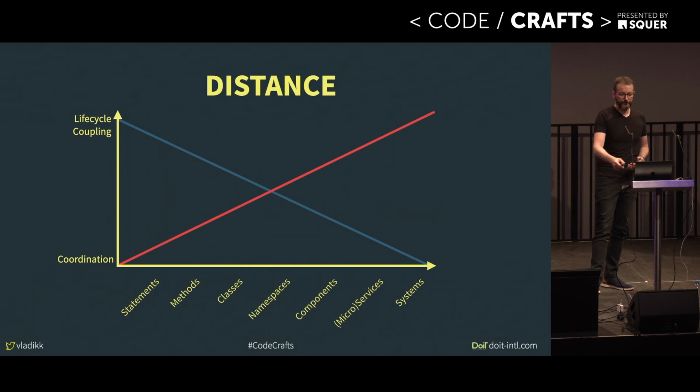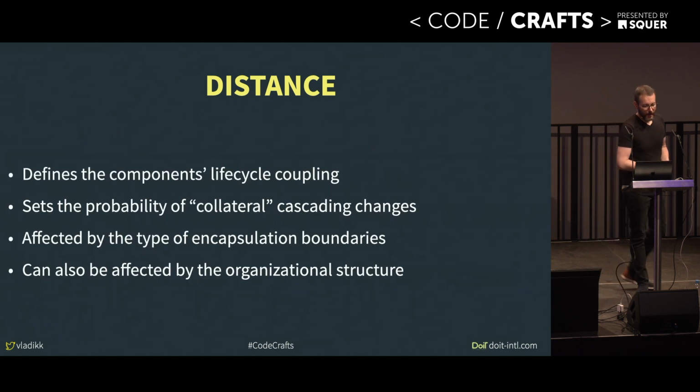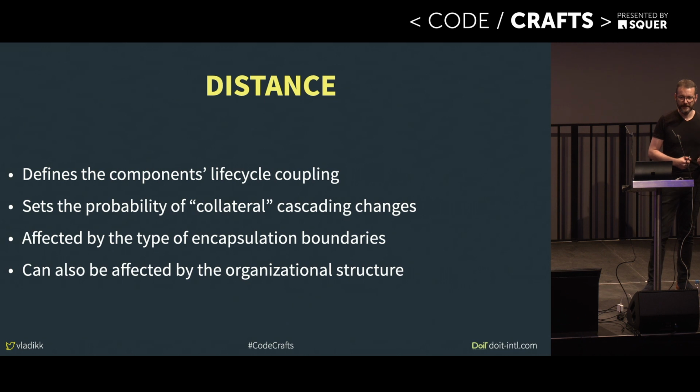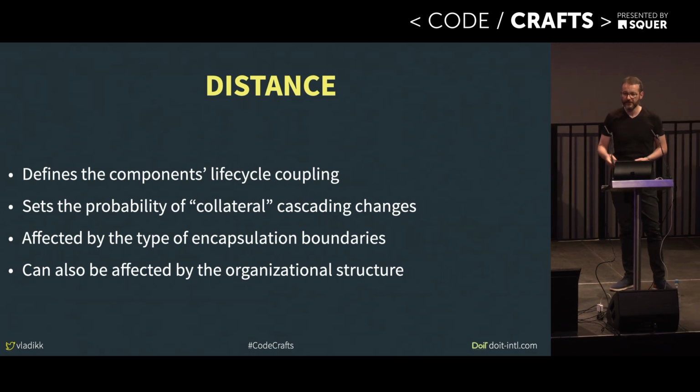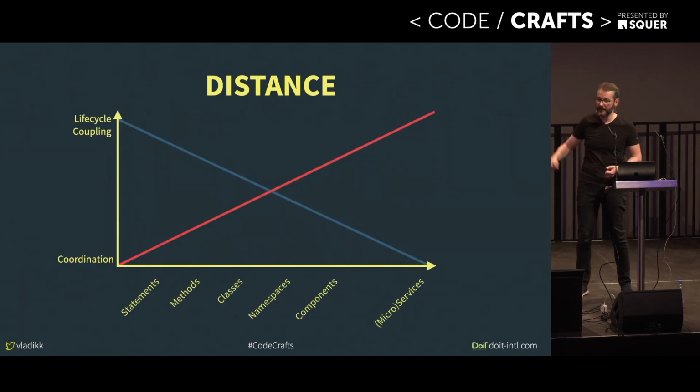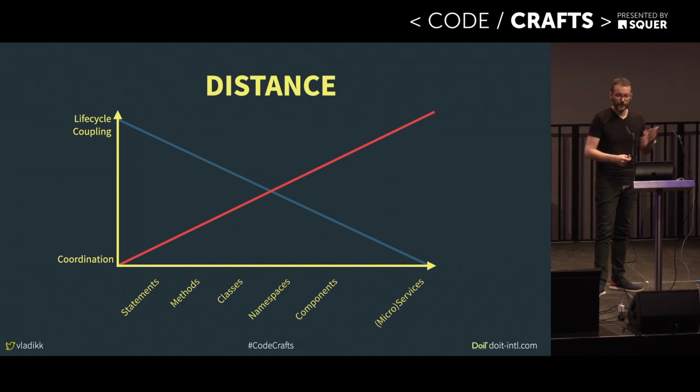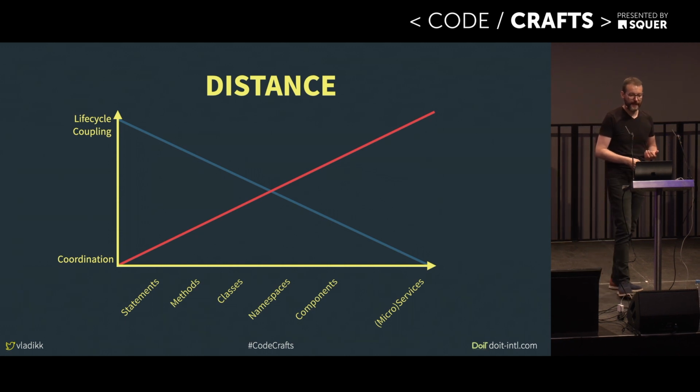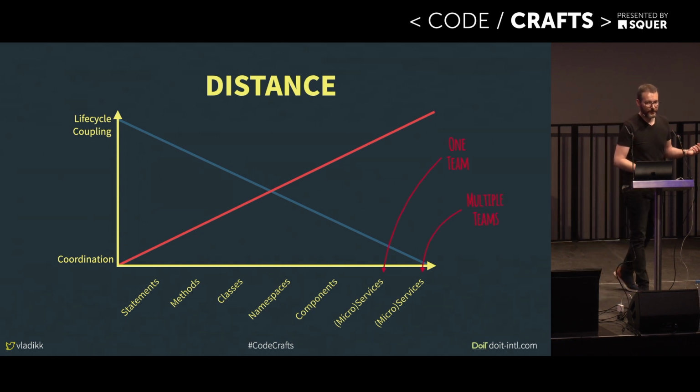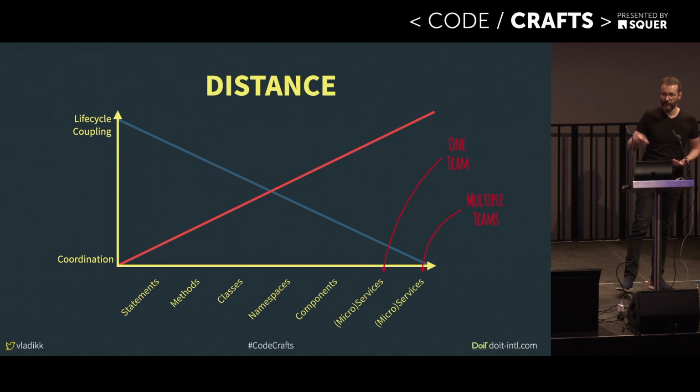Now, the interesting thing about distance is that it's not only about the design. It's also about the organizational structure. Because if we go back to the first line, the red one of coordination, let's say we have two microservices implemented by one team versus two microservices implemented by two teams. In the latter case, the coordination overhead is going to be way higher. And thus, we're dealing with higher distance between them.